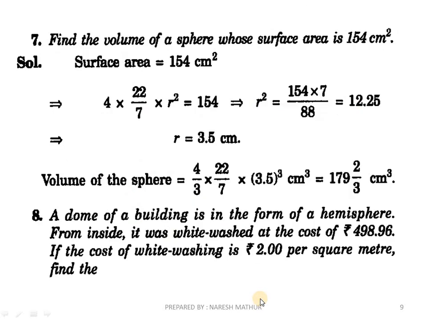So this is the volume of iron which has been used to make the hemispherical tank. Now we need to find the volume of a sphere whose surface area is 154 centimeter square.